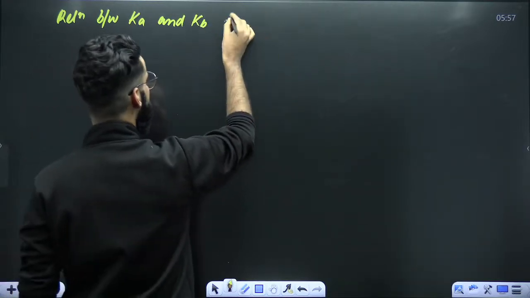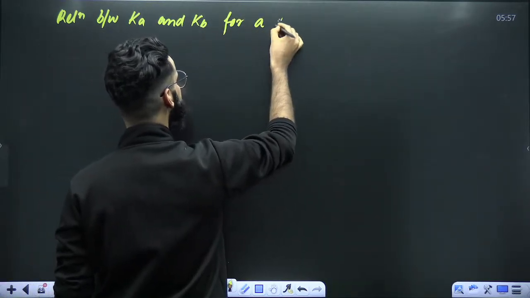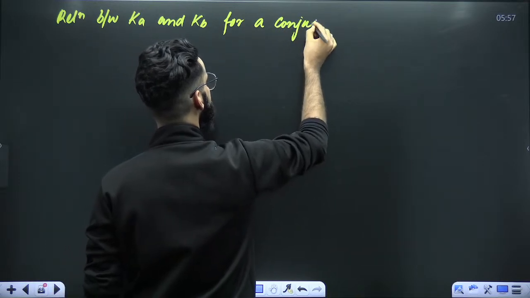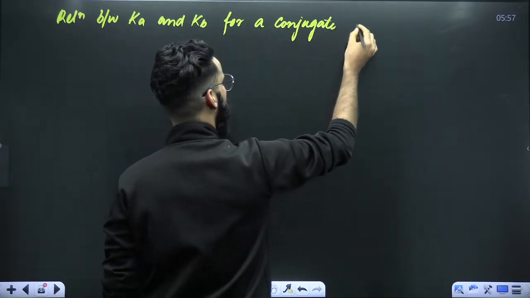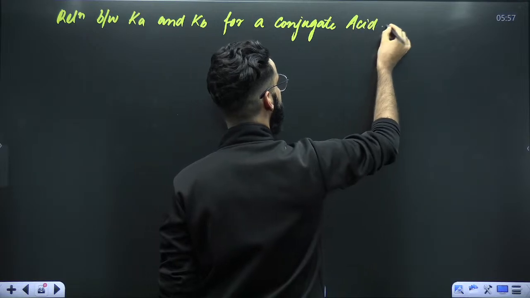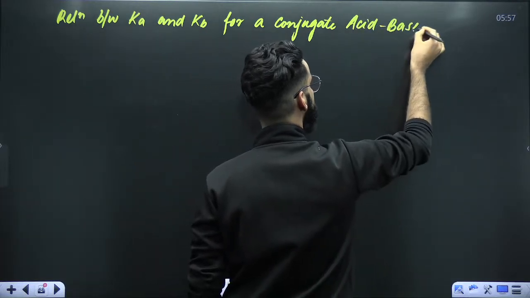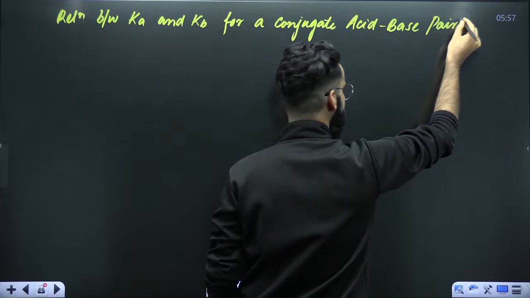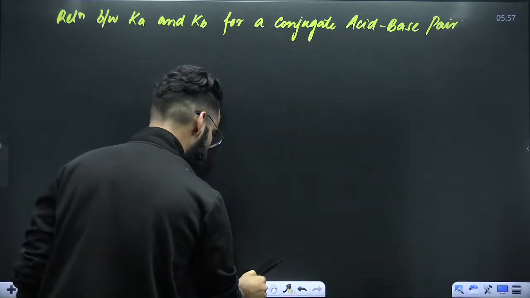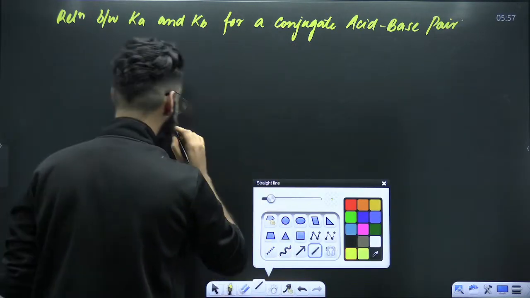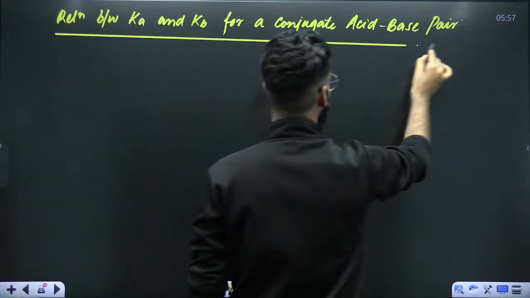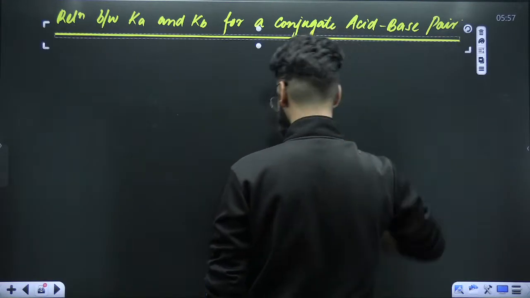A relation between Ka and Kb for a conjugate acid-base pair. Try to understand what exactly I'm going to say. The relation between a conjugate acid-base pair.